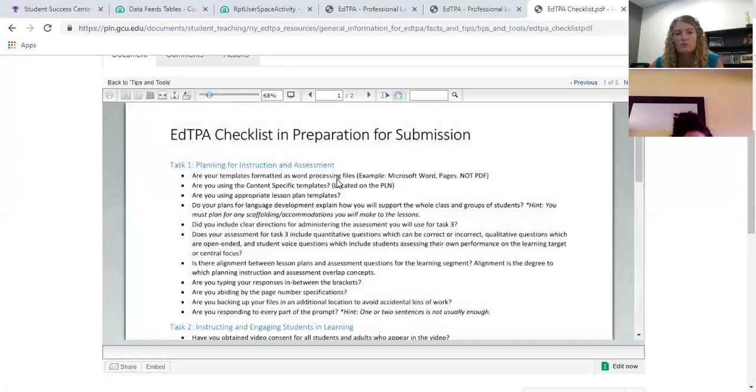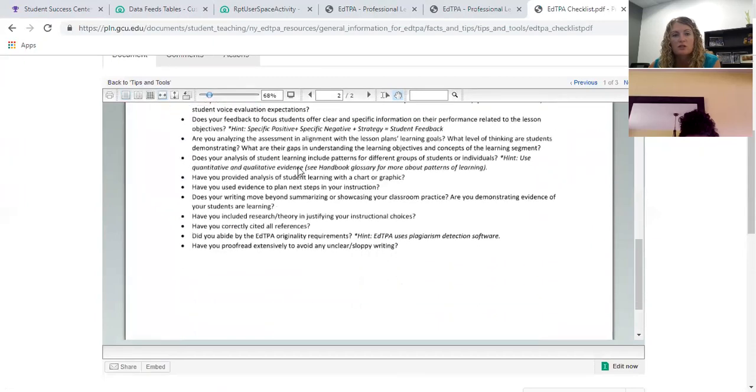Are your templates formatted as word processing files? For example, Microsoft Word, Pages, not PDF. Are you using the correct content-specific templates? Are you using the appropriate lesson plan templates? Do your plans for language development explain how you will support the whole class and groups? So these are just good checks that you can do while you're working on your EdTPA to make sure you're meeting these very important pieces of requirements. And we have it broken down into tasks. So there's task 1, task 2, task 3.